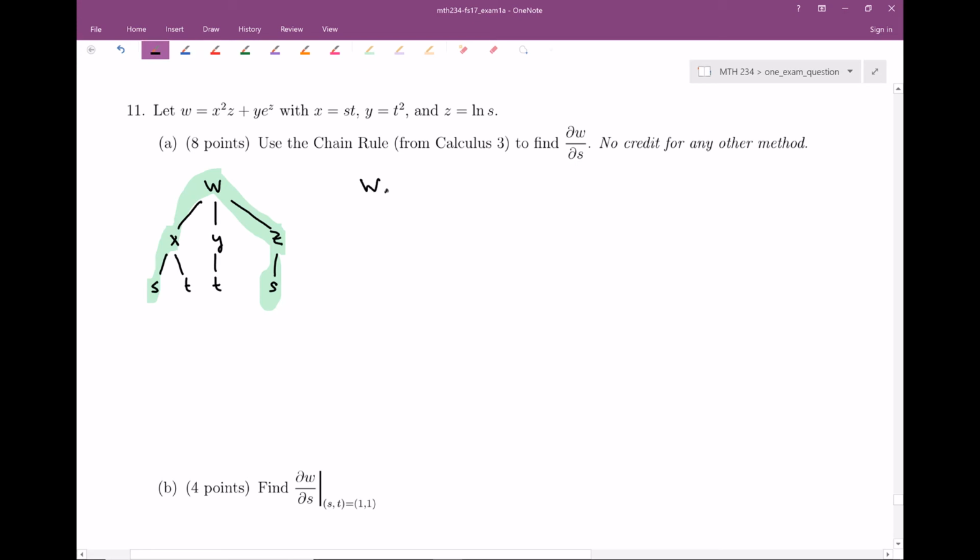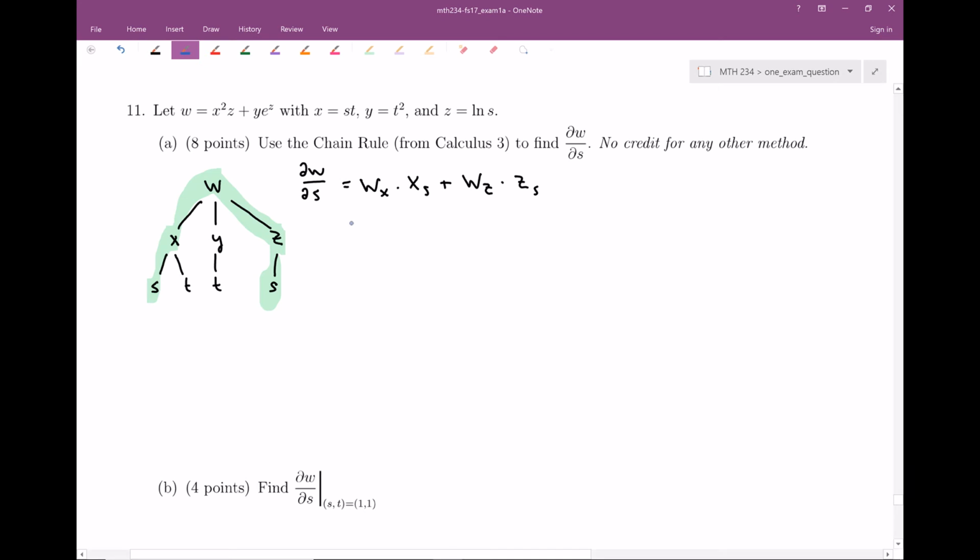Let's go ahead and write that down. I'm going to do w with respect to x times x with respect to s, plus w with respect to z times z with respect to s. And that is going to give me the partial derivative of w with respect to s.